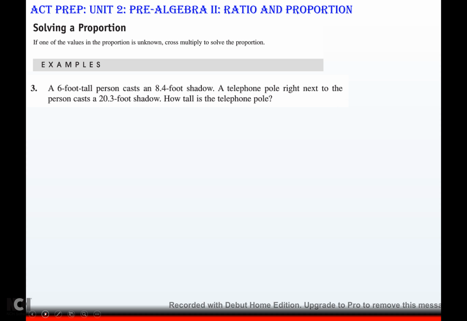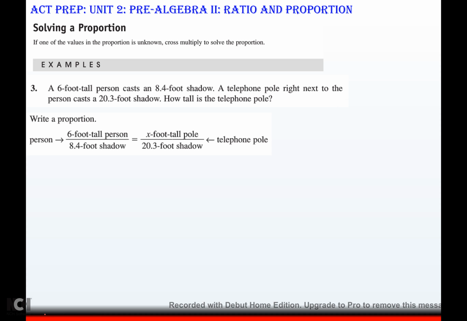All right, a 6-foot tall person casts an 8.4-foot shadow. The telephone pole right next to the person casts a 20.3-foot shadow. How tall is the telephone pole? Well, we're going to set this up. We have this ratio. We got the height of the person over the length of the shadow.